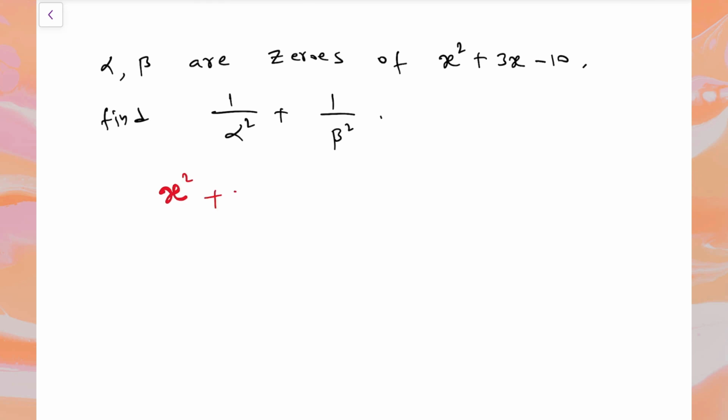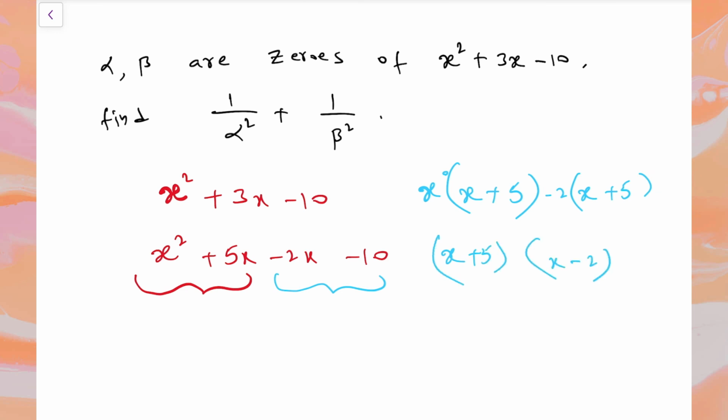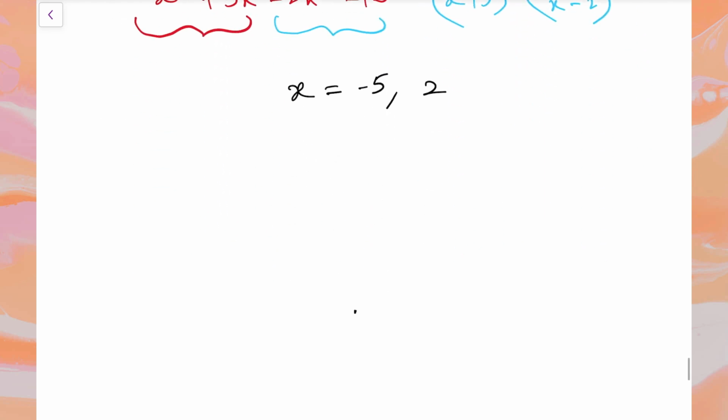x² + 3x − 10. x² as it is, 3x I am writing as 5x − 2x, minus 10 as it is. From the first and second terms we can take out x common, then remains x + 5. From the third and fourth terms we can take out minus 2 common, then remains x + 5. So (x + 5)(x − 2). Here x + 5 is there, so x value will be −5. x − 2 will be there, so x value will be +2. Now one we will take as alpha and another as beta.